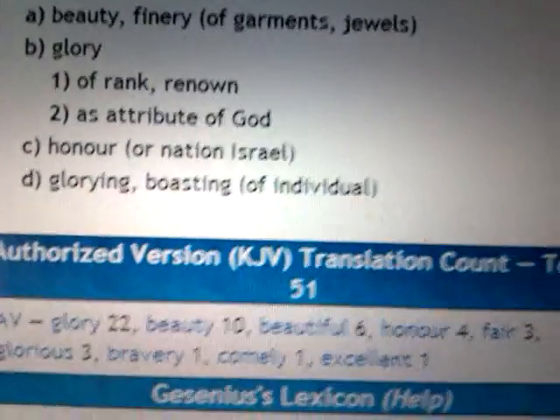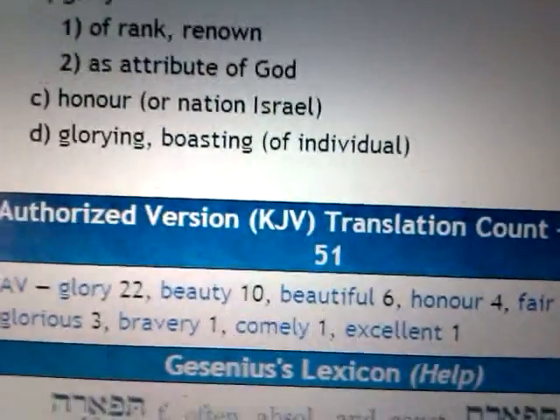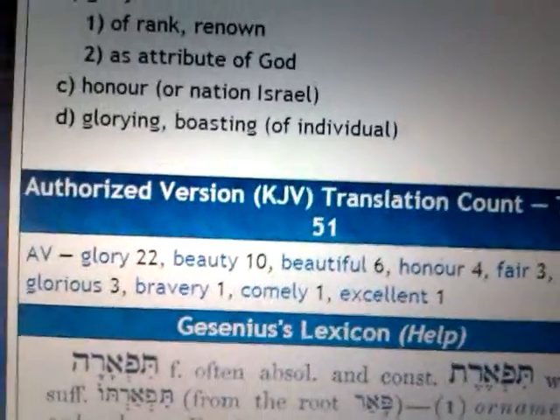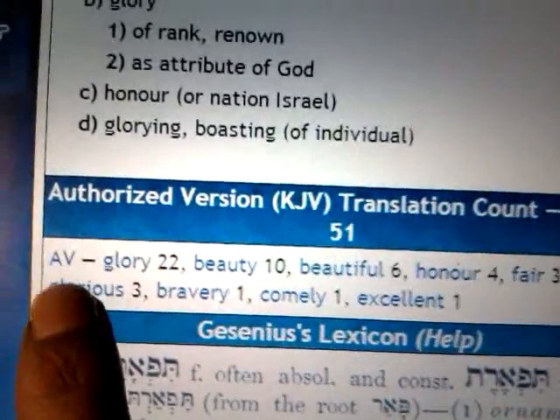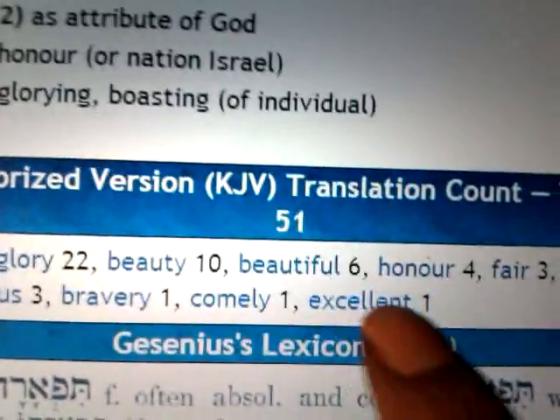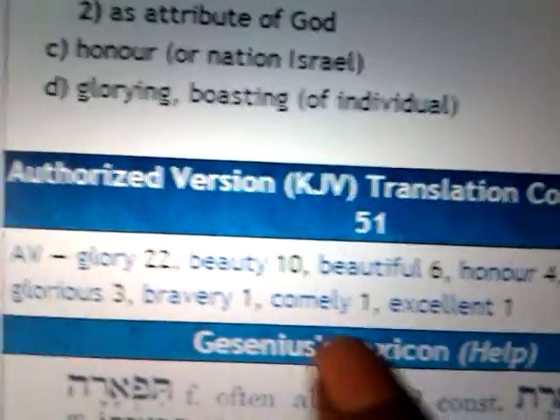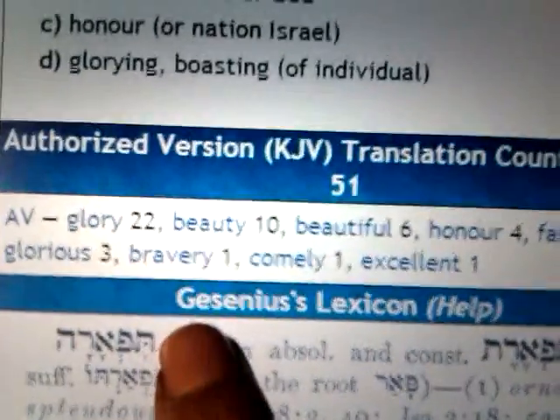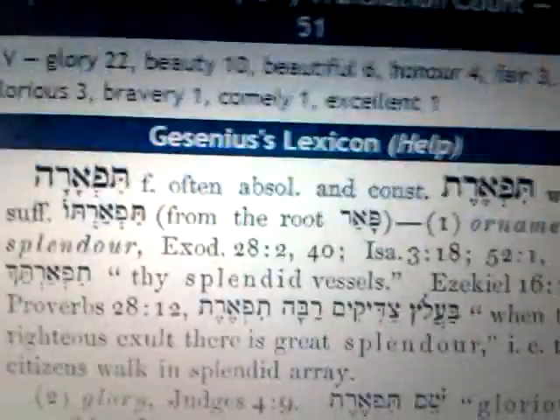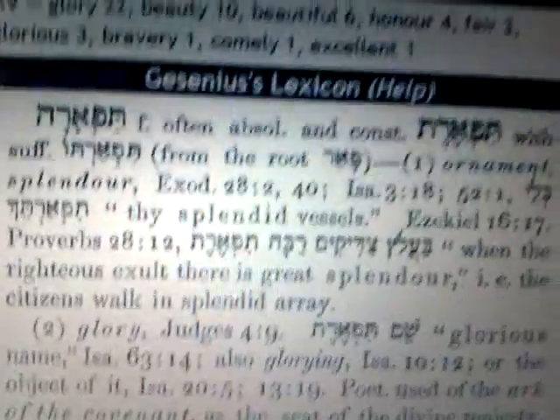Now, the authorized version of the Bible, the translation count, gives it at a total of 51 times. And these are some of the ways in which it has been translated in the authorized version of the Bible. We have it as glory, beauty, beautiful, honor, fear, glorious, bravery, comely, excellent. Now, the Gesenius lexicon, Gesenius is a lexicon, which is a very important link within our etymological studies.